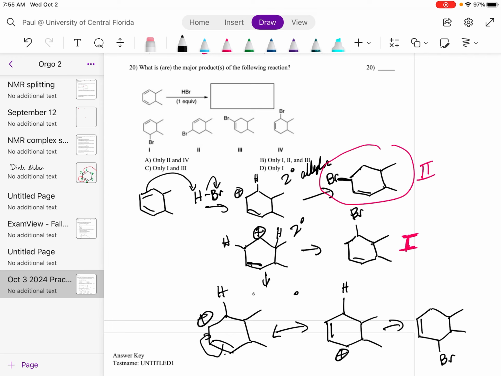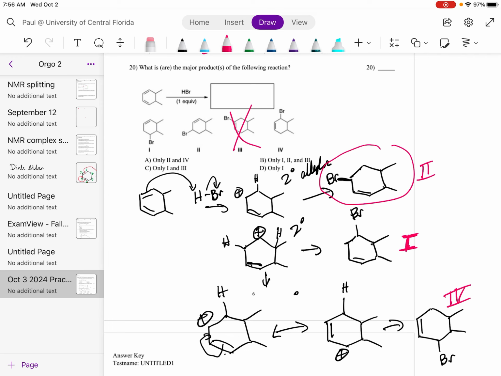Now, we have another possible product, which I see is number 4. So we have 1, 2, and 4 based off of my mechanism. 3 is just nonsense, really. That's not how addition reactions work with dienes. So we only have those 3 options there.